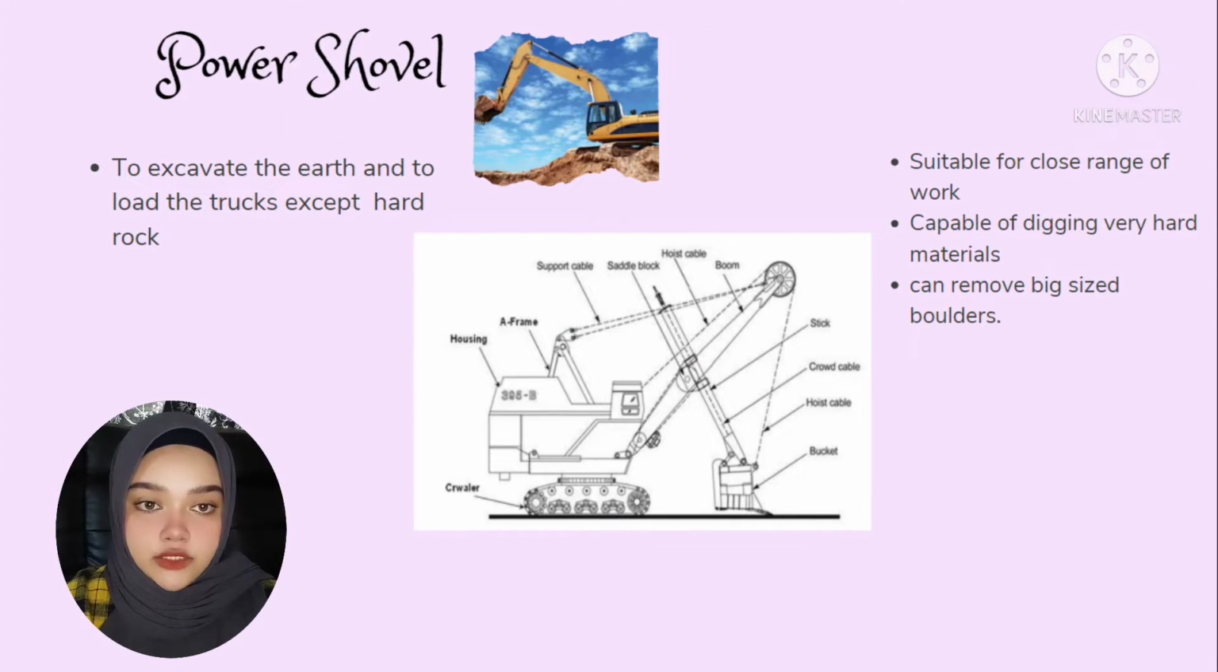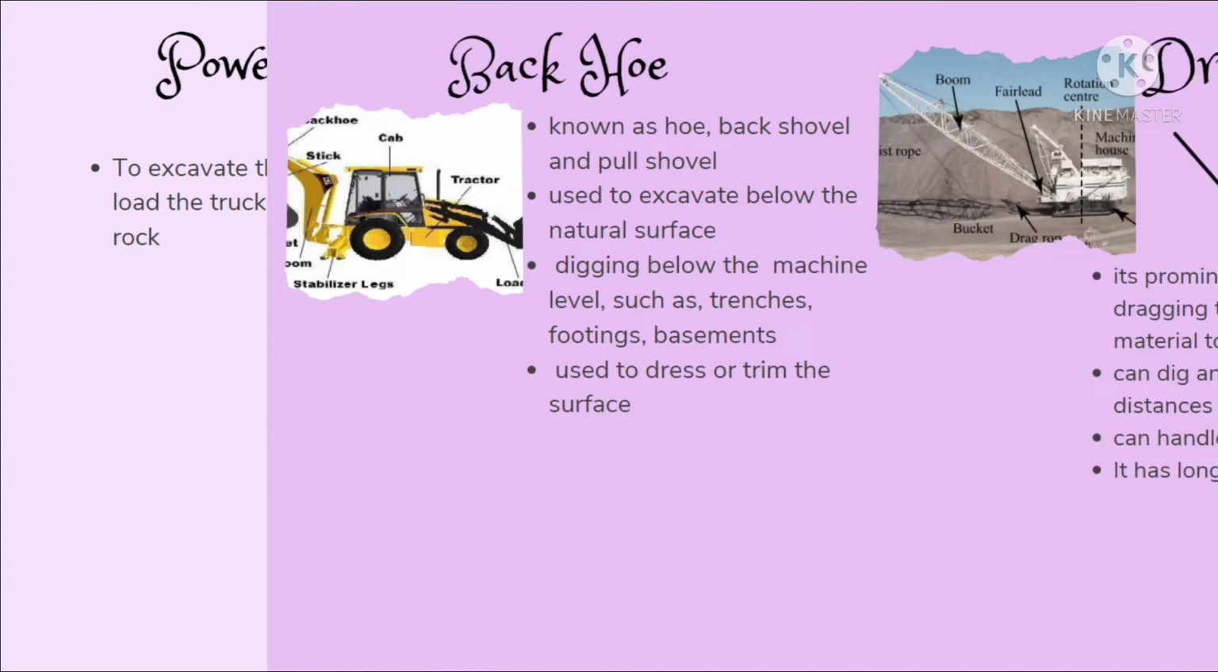Power shovel is to excavate the earth and to load the truck, except hard rock. Here are some basic parts of a power shovel, which are the track system, cabin, and more. It's suitable for close range of work and it can dig in very hard materials.